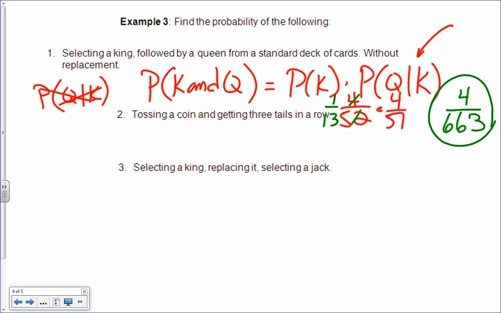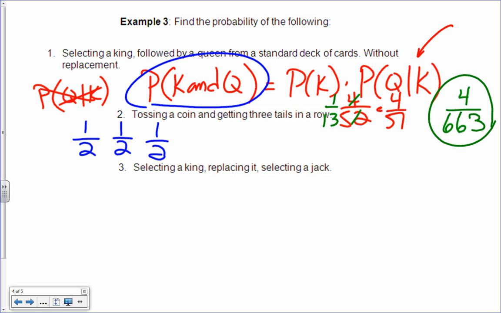Okay. How about tossing a coin and getting 3 heads in a row? Oh yeah, 3 tails. Well, it's the same probability, right? So I tossed the first coin, and what's the probability of getting a tail? 1 out of 2, right? Does that first coin affect the second coin? No. So what is the probability on that one? How about this next one? 1 out of 2. So that's basically this taken out like 3 times. It's the probability of tail 1 and tail 2 and tail 3. But that "and" really turned into what? Multiplication, correct?